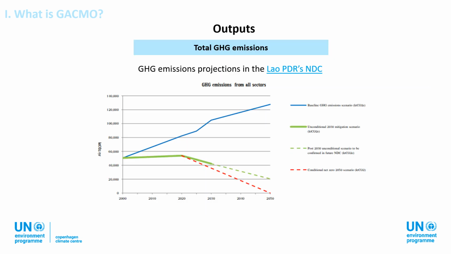This is an example of the results of the GACMO tool in the case of LAO-PDR. LAO-PDR has used the GACMO tool in its NDC submission. These are the GHG emission projections in the business as usual scenario, in the unconditional scenario, and in a conditional scenario.